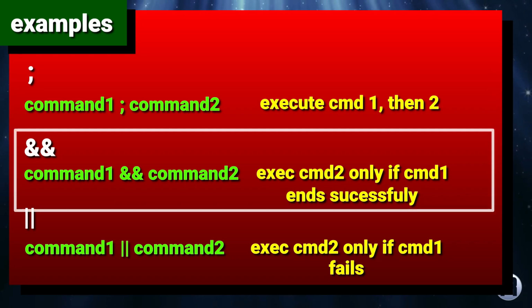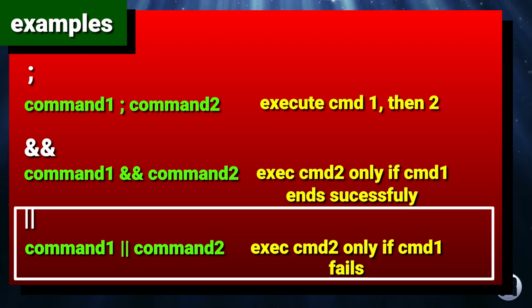The next one is the double ampersand, or double and symbols, and it's known as a logical AND operator. So the next command will only run when the previous one ends successfully. If the first one doesn't run, the rest of them are not going to run.